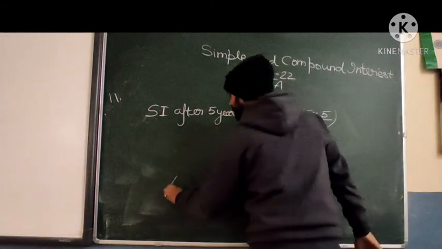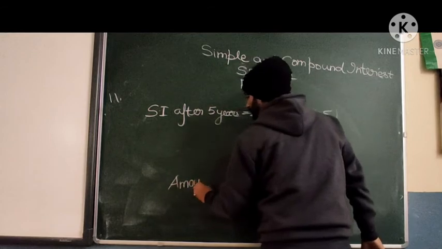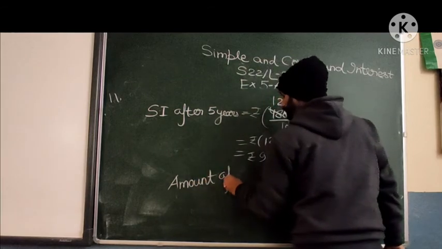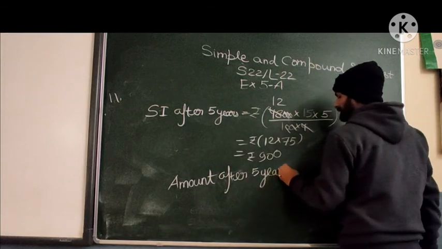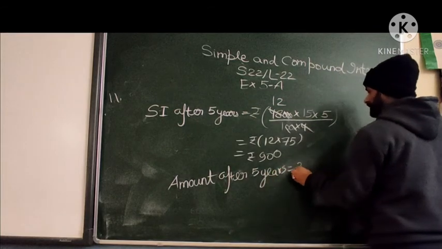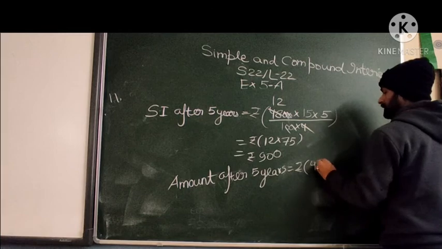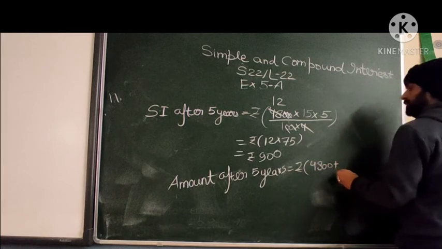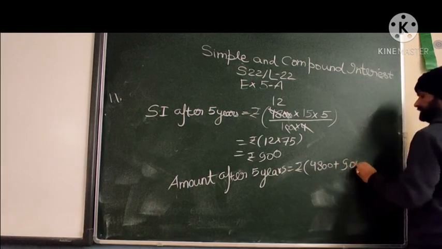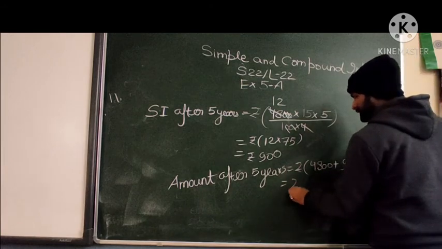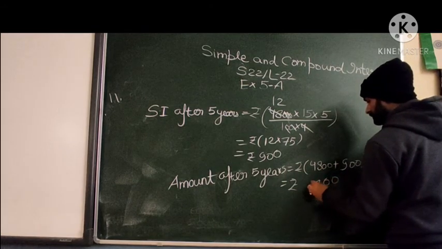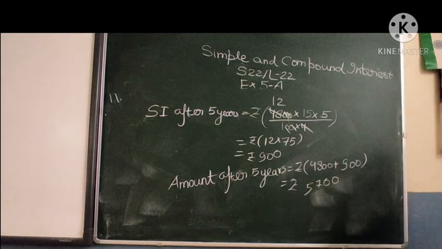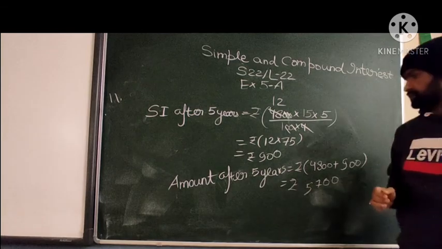So the amount after 5 years is equal to rupees 4800 plus interest 900. That means rupees 5700. Okay, this is the answer for you.